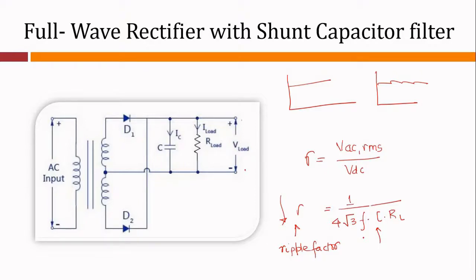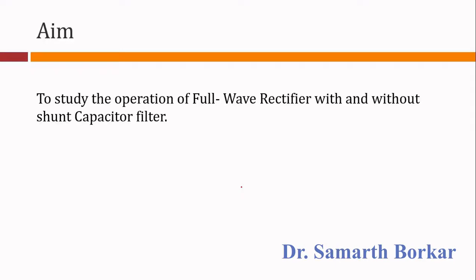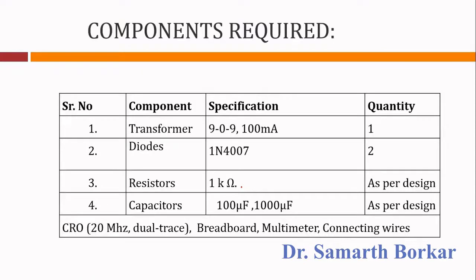Now for ripples to be reduced, the value of RL has to be high. That means this particular circuit is used wherein the load is low, meaning to say the output current is low. So whenever we have operation in which the output current is less, then we can opt for a shunt capacitor filter. So the aim is to study the operation of full wave rectifier with and without shunt capacitor filter. Here are the components required.